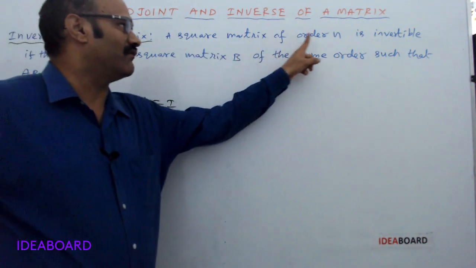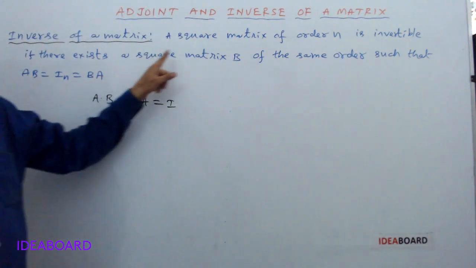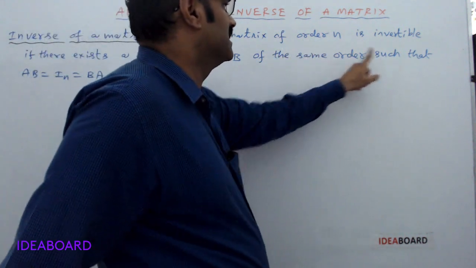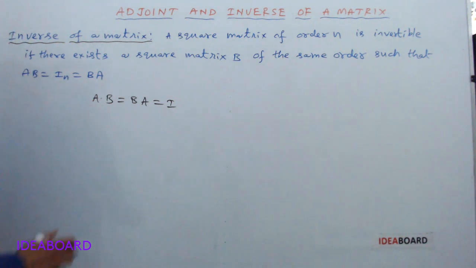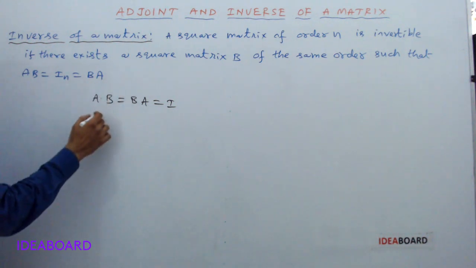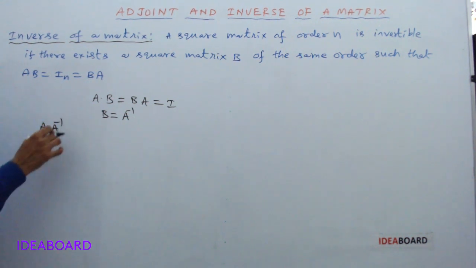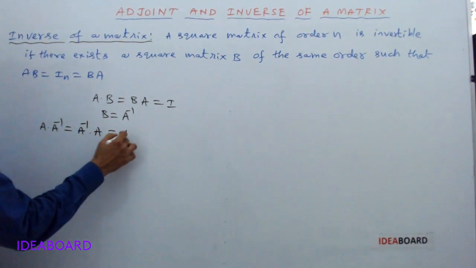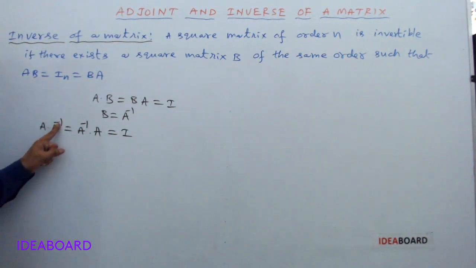So, a square matrix A of order n is invertible if there exists a square matrix B of the same order such that AB equal to In equal to BA. It is also denoted by B equal to A inverse. Therefore, the property is A into A inverse equal to A inverse into A equal to I. Inverse of the matrix A is always denoted by A inverse.